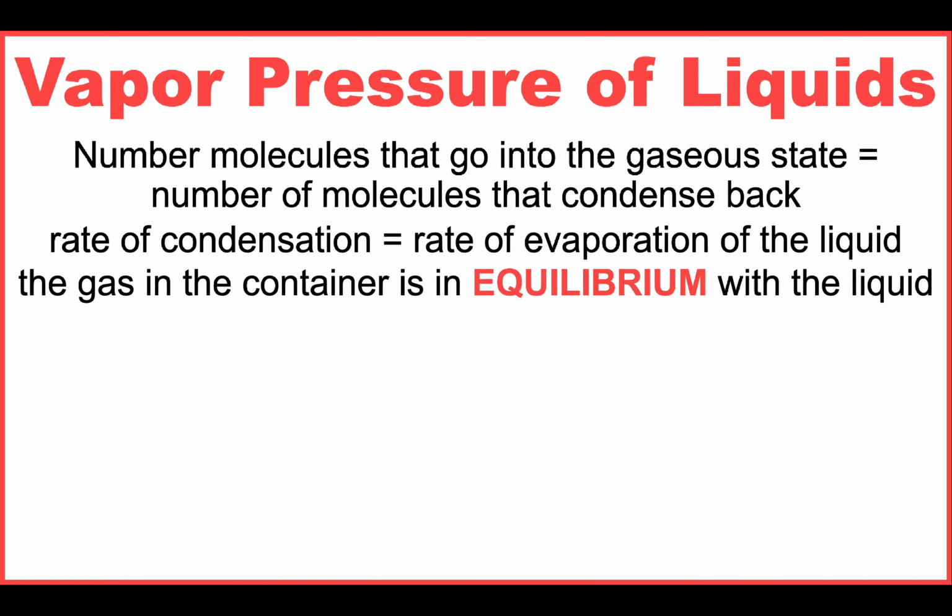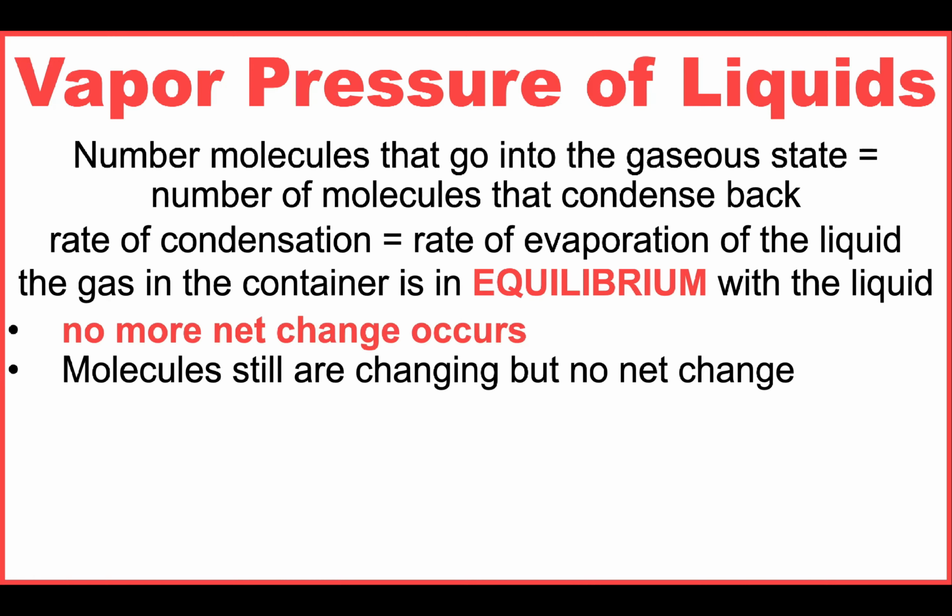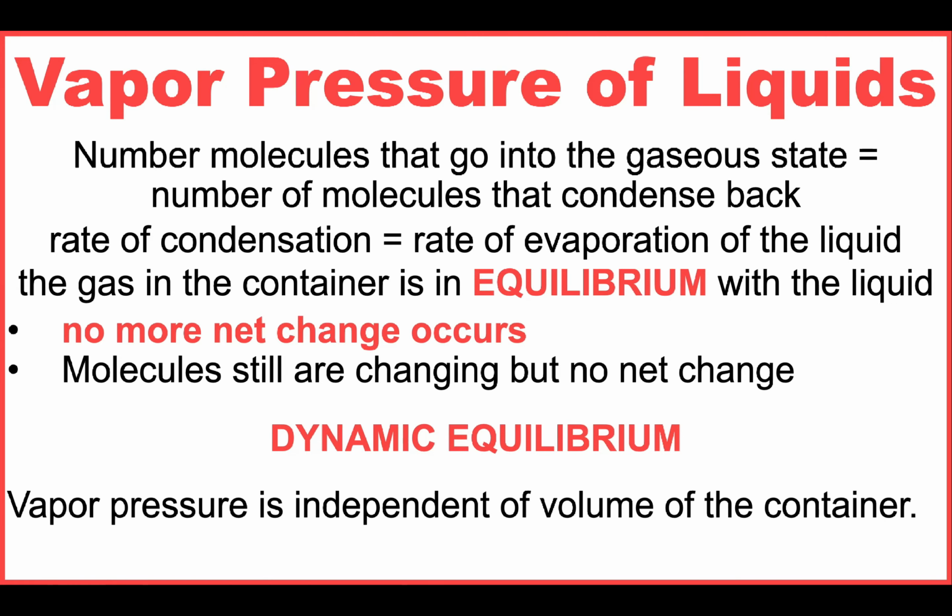Now, when equilibrium is reached, no more net change occurs. But remember, the molecules are still changing phases, but there is no net change. The change is not seen because the rates are equal. Okay? Specifically, we call this dynamic equilibrium. Another point to remember is that vapor pressure is independent of the volume of the container as long as some liquid is present. This is what we call a liquid-vapor equilibrium.